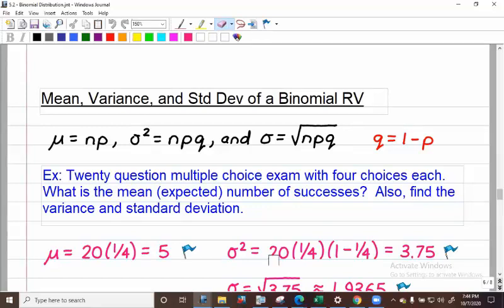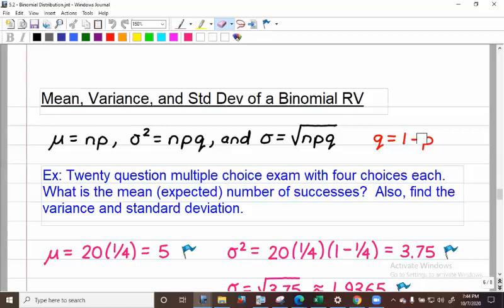So to get the mean, all you have to do is take the value of n times the value of p. That is literally it. So not bad. For the variance, you just take n times p times q. Remember, once again, q is always defined as 1 minus p.